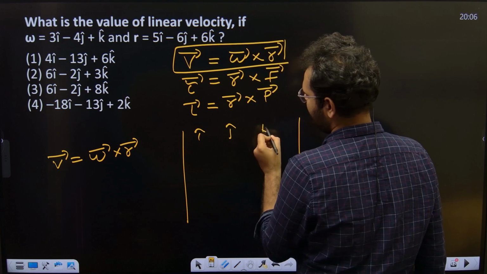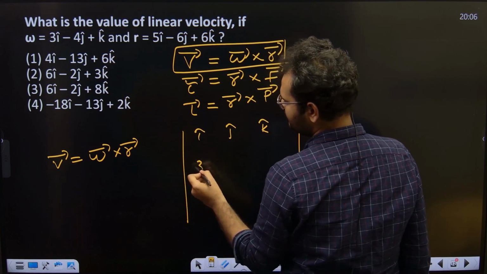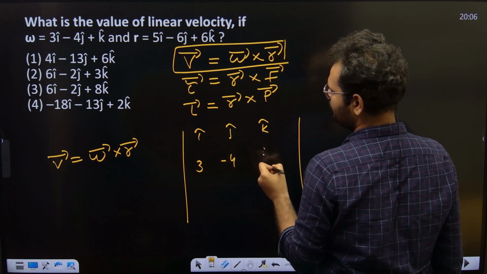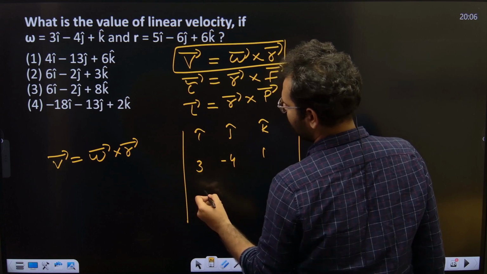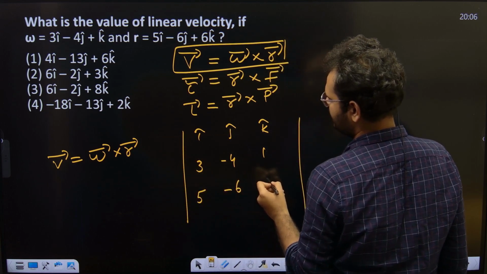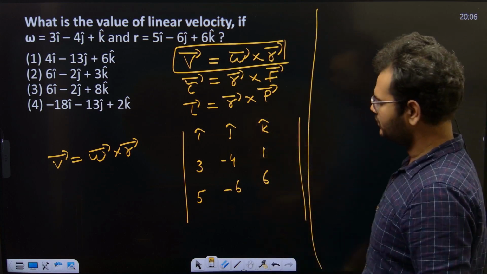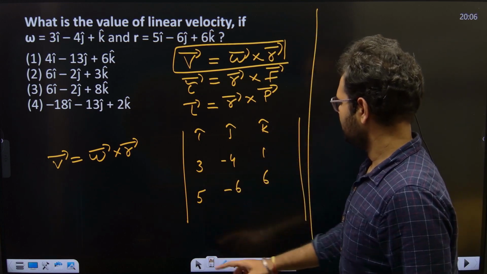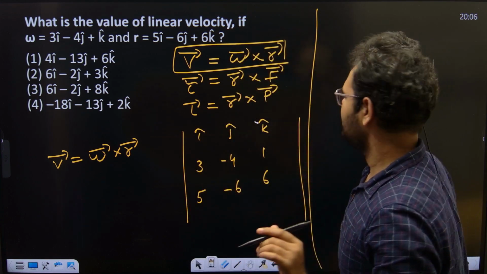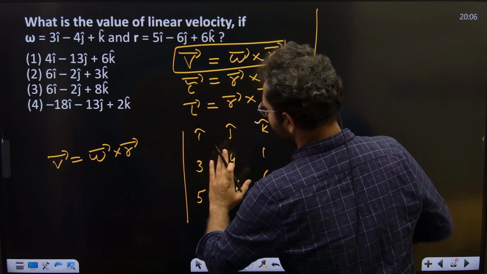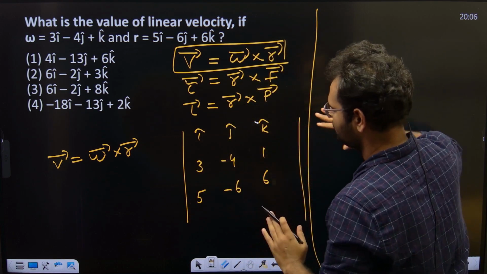i, j, k, then what are a1, b1, c1? What is a1, sir? 3, minus 4, and 1. Similarly, what is this r, that is the b vector? 5, minus 6 and 6. So are we ready to solve? Yes, sir. So solve the determinant with me very fast. First, hide this column and this row, whatever determinant you are doing. So first you have to hide it. If I hide, what will I get? You must be sharp enough to know how to solve this determinant.